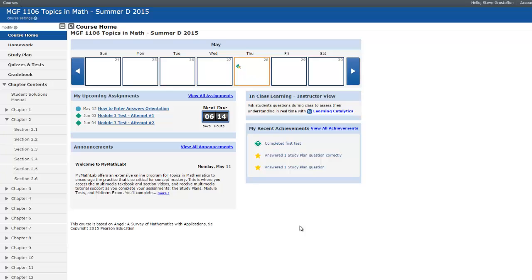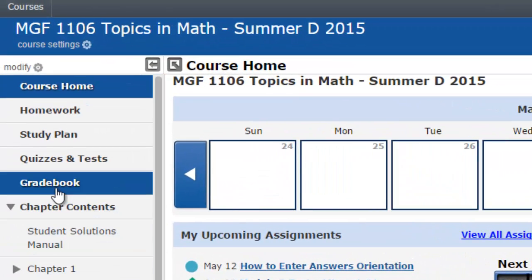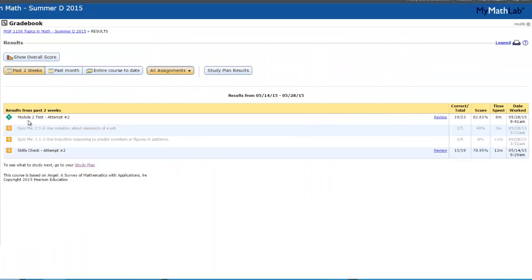Hello everyone, I'm in my math lab and I just finished up test two and I ended up with a B, but I was striving for an A, so I need to go in there and make some test corrections. In order to do that, I'm going to go to the grade book and locate module two test, attempt number two.